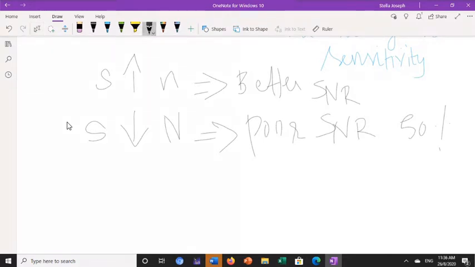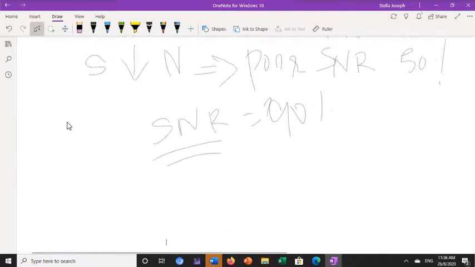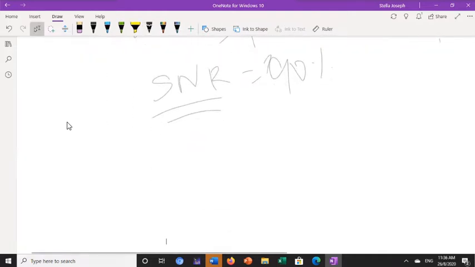Why am I measuring SNR? To check whether the quality of the signal is better or poor. If my signal power is more than the noise, then I can say the quality of the signal is better. If I am getting a proper SNR, that is 90% of the signal, then I can say it is a better signal to noise ratio of the radio receiver.